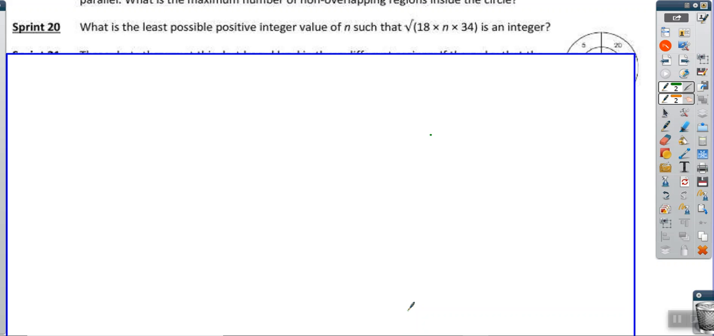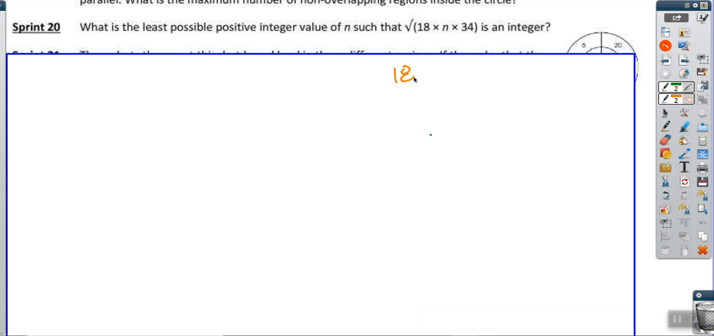All right, so what is the least possible positive integer value n such that the square root of 18 times n times 34 is an integer? All right, so this is a matter of prime factorization. For something to be a perfect square, you need to have an even number of each of the individual factors that go into the number. So, prime factorization, here we go.